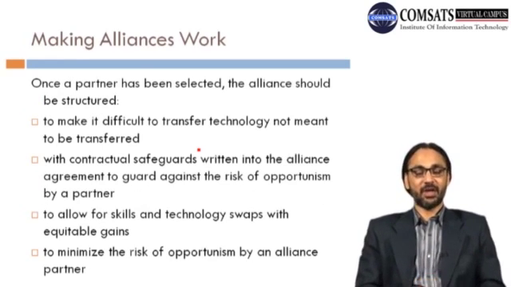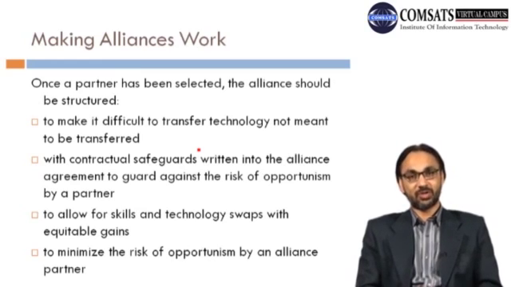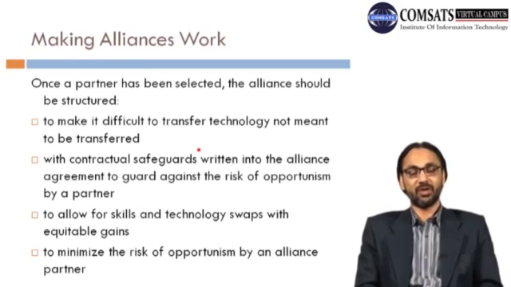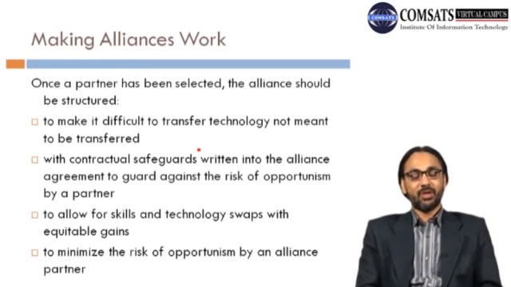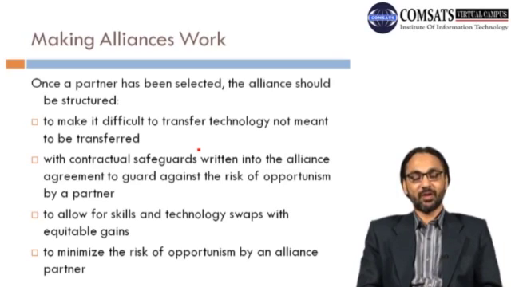Once a partner has been selected, the alliance should be structured. What should be the structure of that strategic alliance? Make sure the technology is difficult to transfer, with contractual safeguards written in the alliance agreement to safeguard against the risk of opportunistic behavior, allow for skills and technology swaps with equitable gains, and minimize the risk of opportunism by an alliance partner.